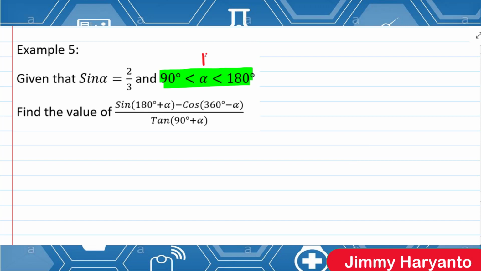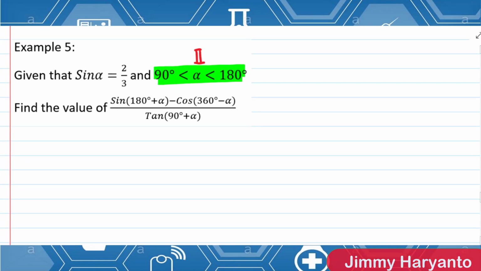I can assume that alpha is in quadrant 2. Yeah, between 90 and 180 it will be quadrant 2. So no wonder the sine value is positive. But if we have the sine value, I told you earlier that we can also find cos alpha and tan alpha. Let's prepare it first.